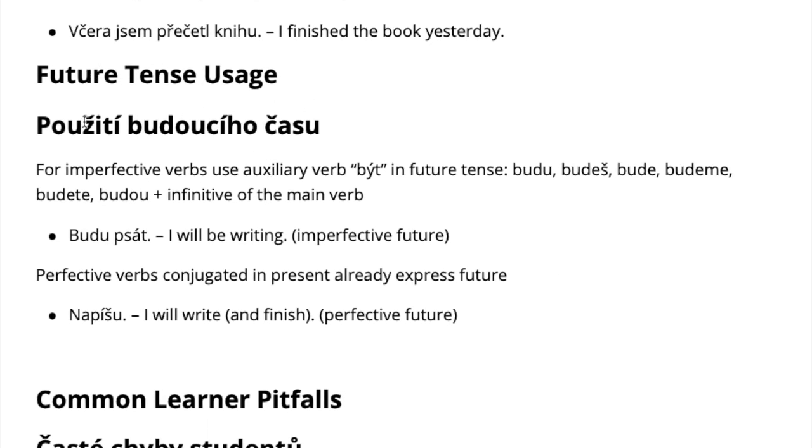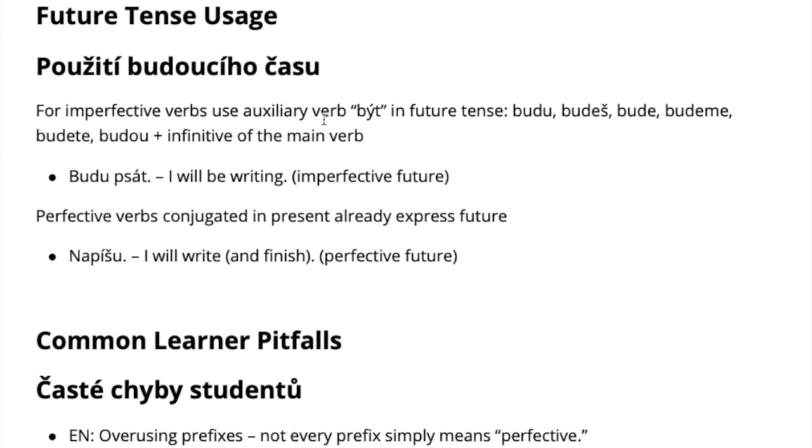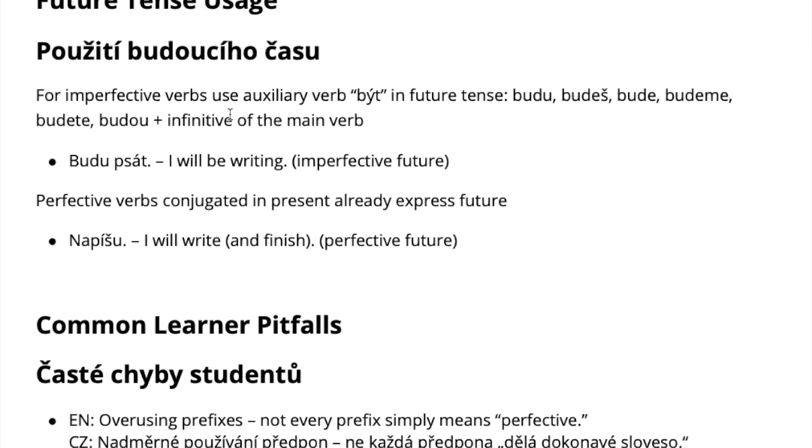Future tense usage, použití budoucího času. For imperfective verbs, use the auxiliary verb být in future tense. So that's budu, budeš, bude, budeme, budete, budou plus the infinitive of the main verb. So budu psát. I will be writing. And as I have mentioned before, napíšu is the perfective verb in present and in future.